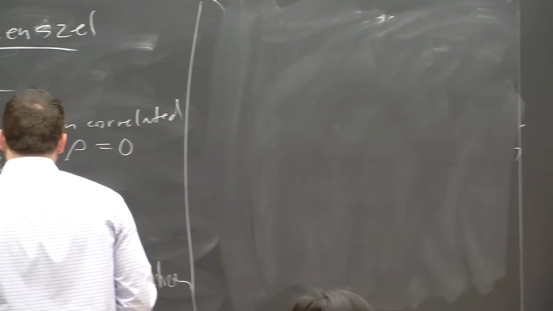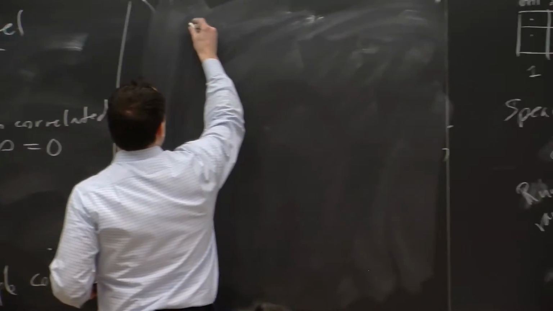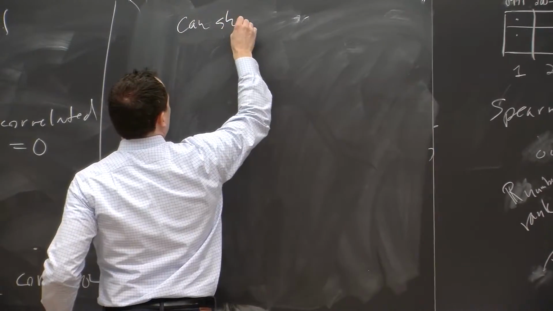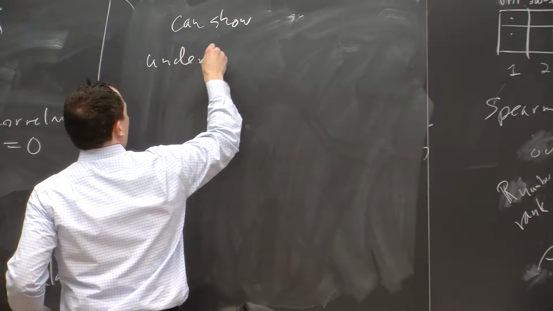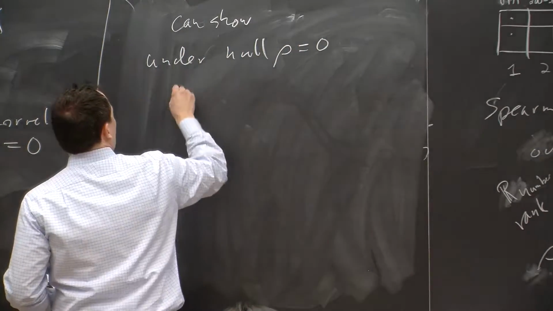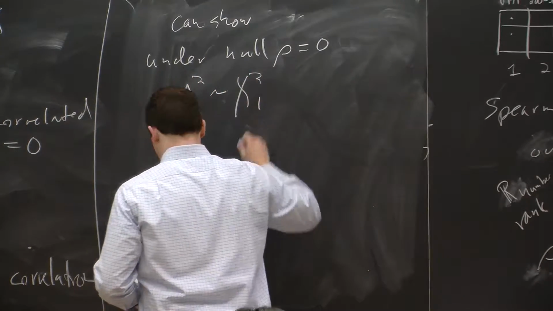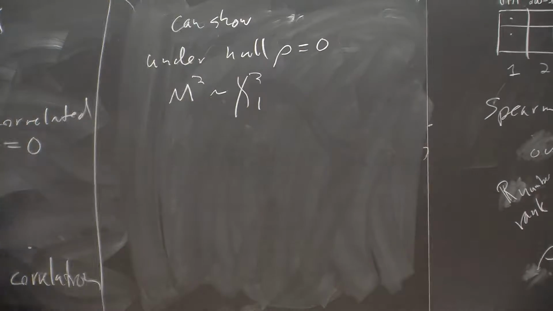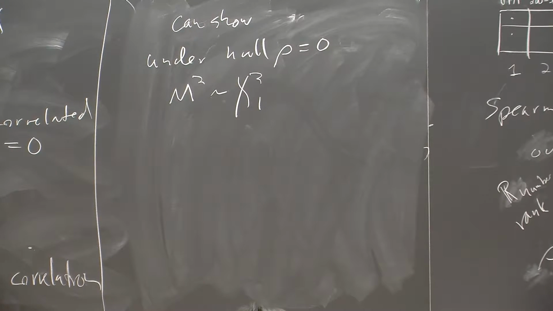Okay, and then one can show that under the null of rho equals 0, M squared is approximately chi-squared with 1 degree of freedom. So it'll increase as we increase the size of the sample or we increase the effect. Our significance will increase.